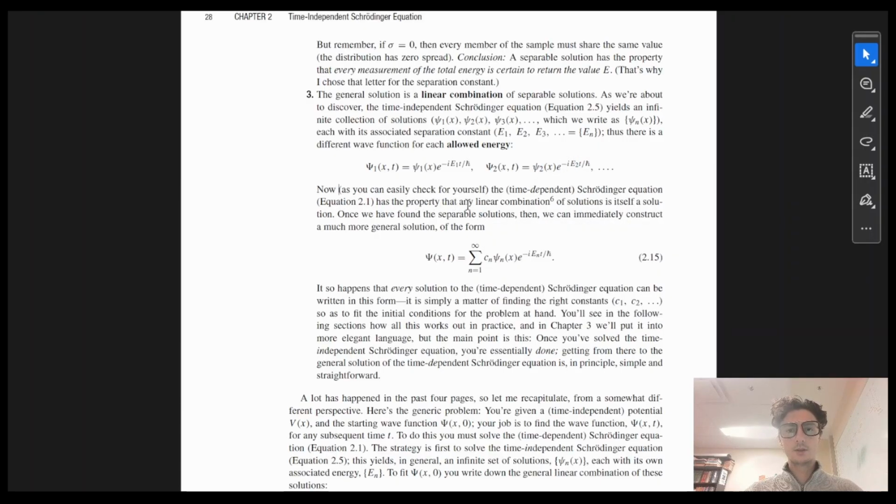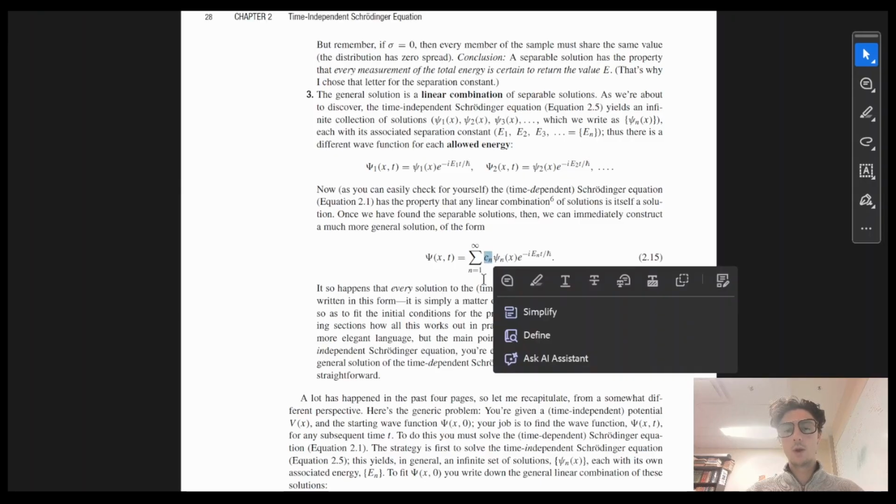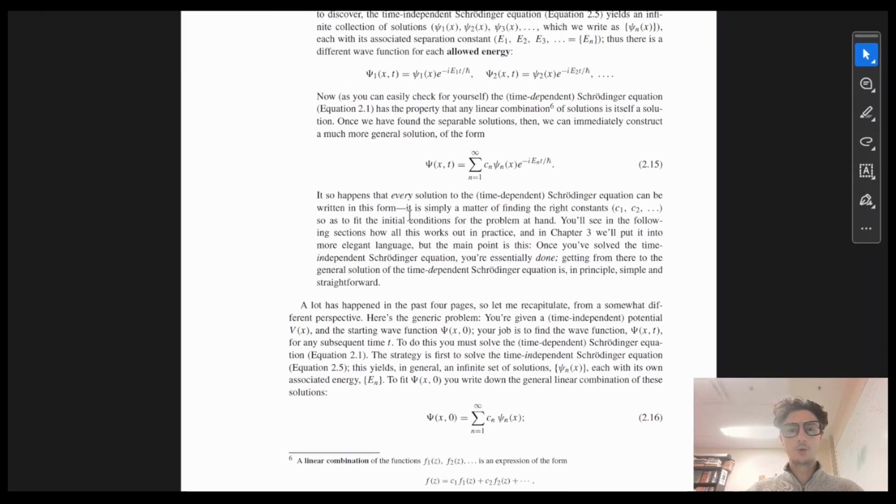Now, as you can easily check for yourself, the time-dependent Schrodinger equation, equation 2.1, has the property that any linear combination of solutions is itself a solution. Once we have found the separable solutions, then we can immediately construct a much more general solution of the form, boom. So this is very important. The full wave function you can create as a Fourier series of the different separable solutions with specific weights, Cn. We're going to look at this more deeply.